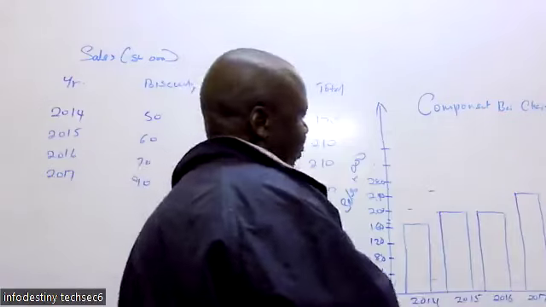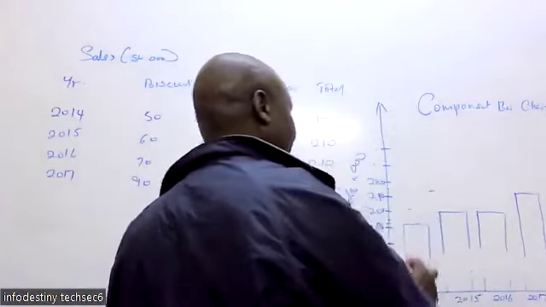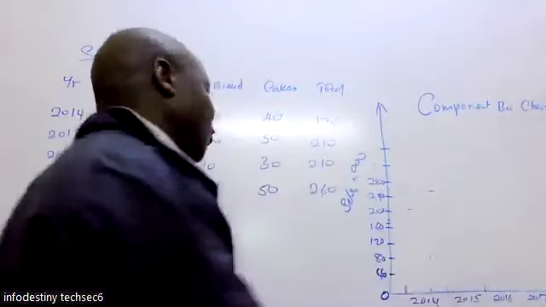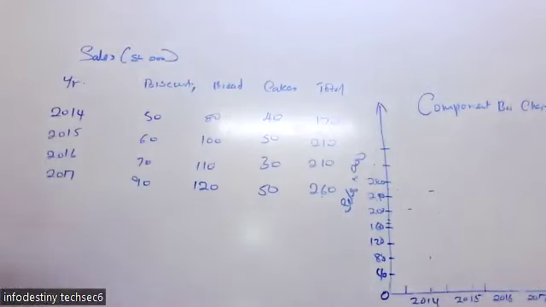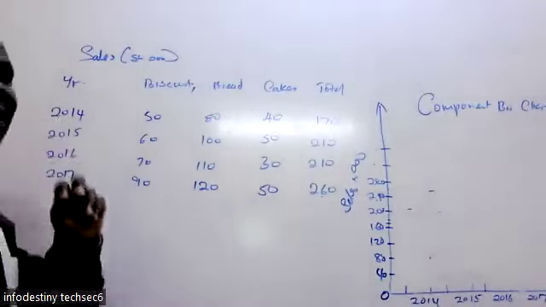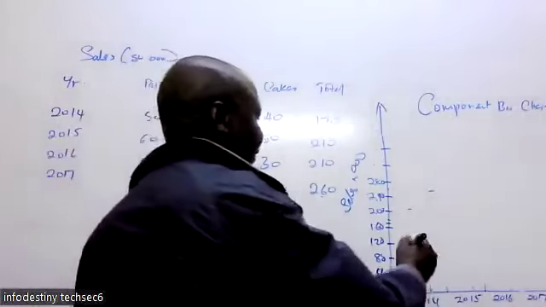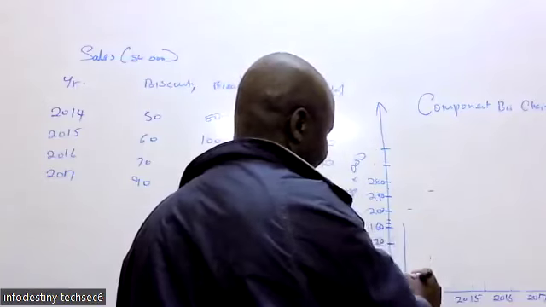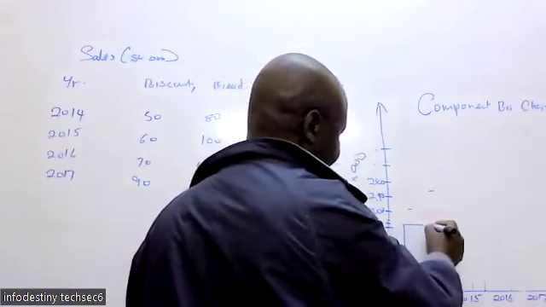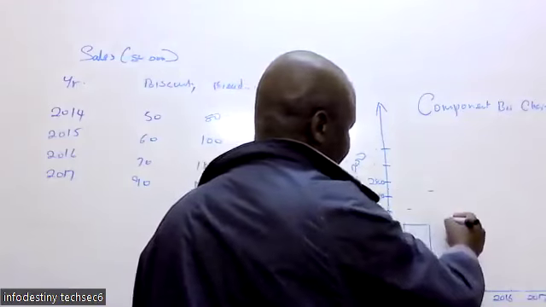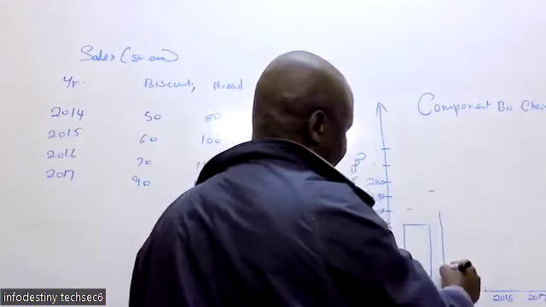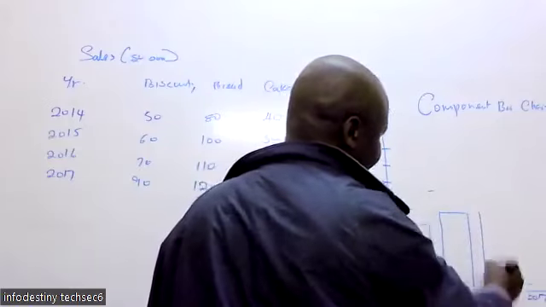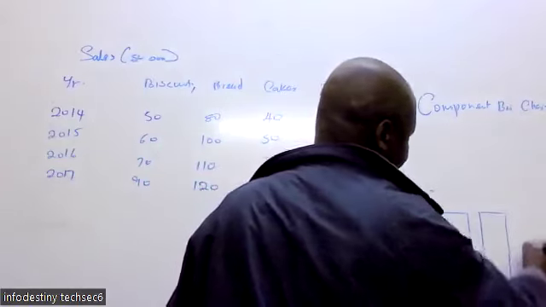Now, in this particular component bar chart, we have the year and the sales provided. So I just want to find the total first. This particular total is 170. So let's just go up to 170, which is somewhere there. Just want to draw it. The second one is 210. We have 210 again.